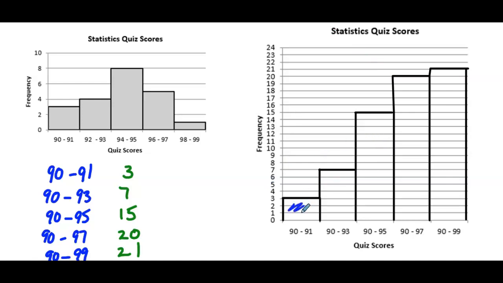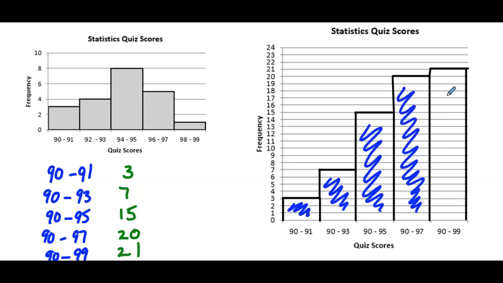Now I like to usually shade in the bars just so it's a little bit easier to read. We don't have to get crazy coloring them solid. Just a nice little shading so that we can visually see.